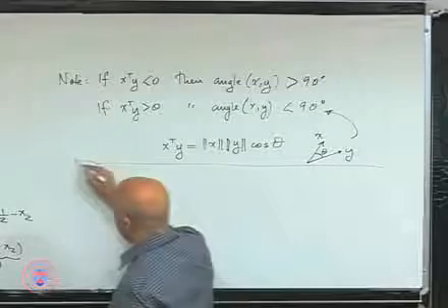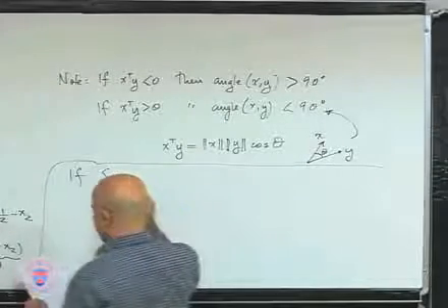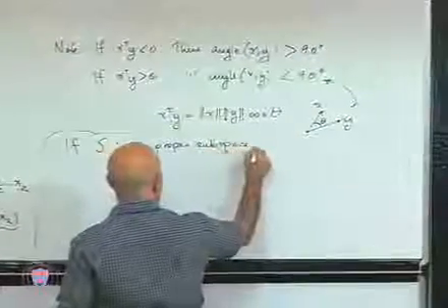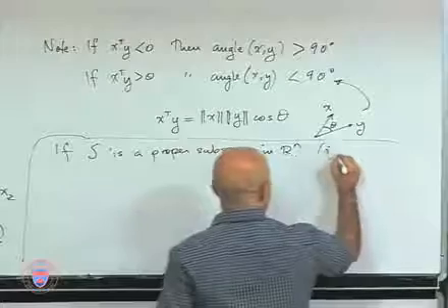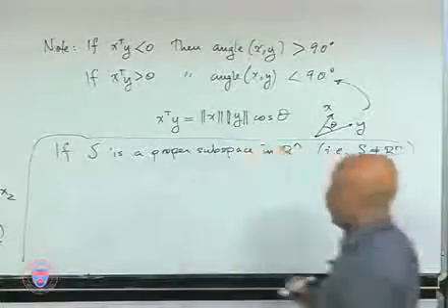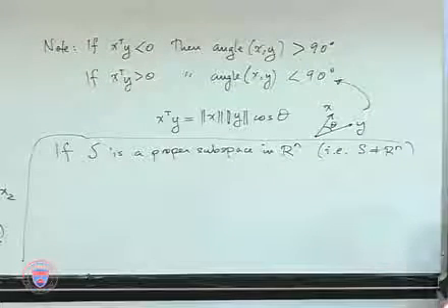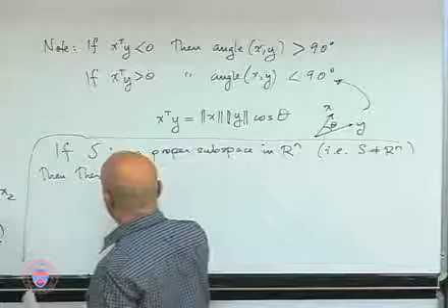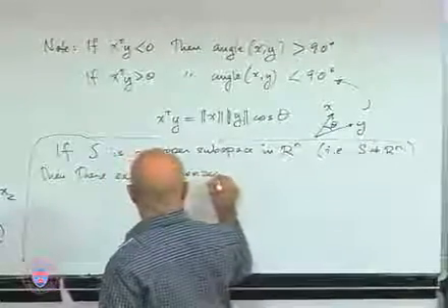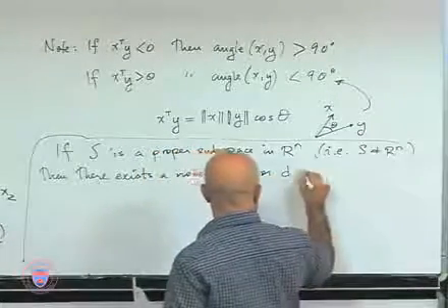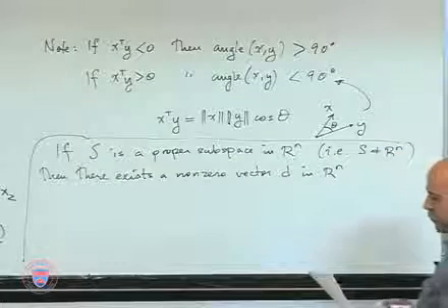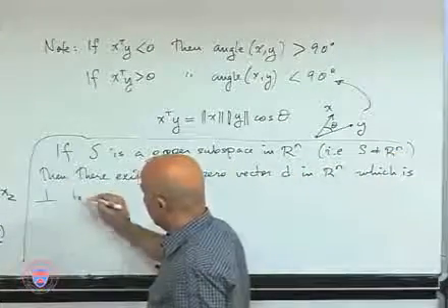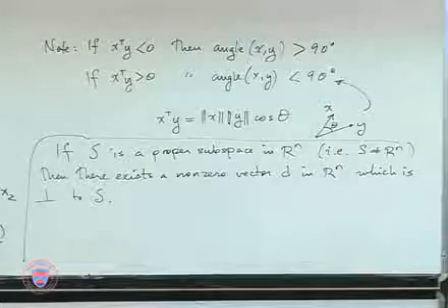Let me write an important statement here. If S is a proper subspace in Rn, meaning that S is not equal to Rn, then there exists a non-zero vector D in Rn, which is orthogonal to this subspace. Example.